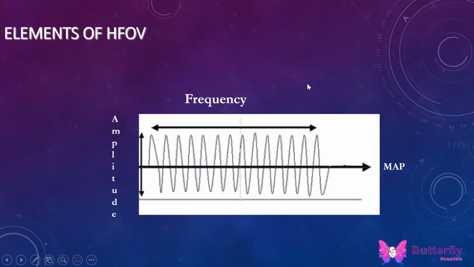So what are the elements of high frequency ventilation? We have an amplitude, simple to remember, the wobbling of the chest, the swing of the chest that needs to be achieved to achieve adequate ventilation and oxygenation. Then the frequency, how fast you want the ventilator rate to be. For example, a frequency of 10 means 10 times 60, 600 breaths per minute. Frequency of 15 means 15 times 60, 900 breaths per minute. And then the mean airway pressure, the pressure that keeps the alveoli or lungs open.